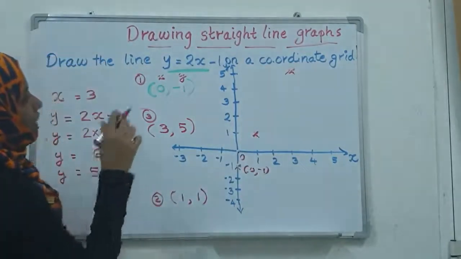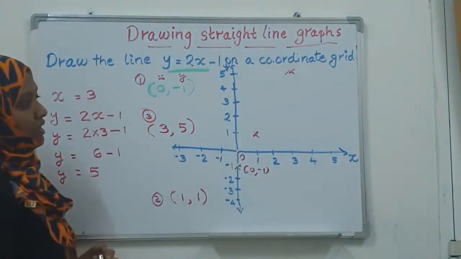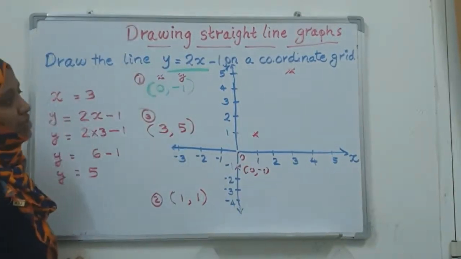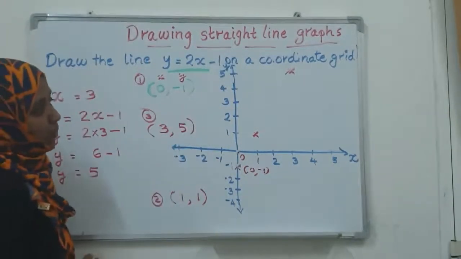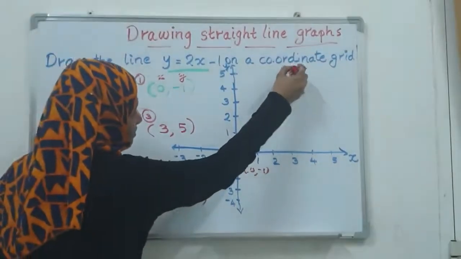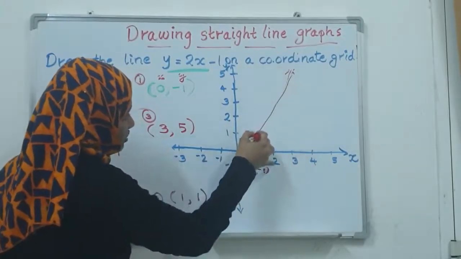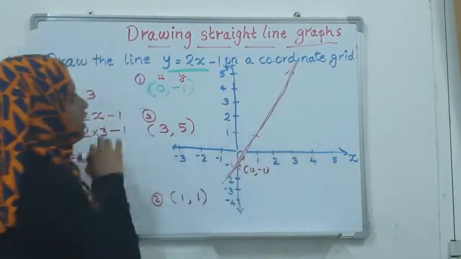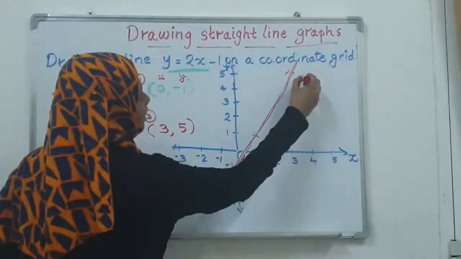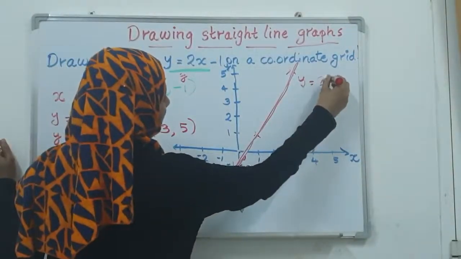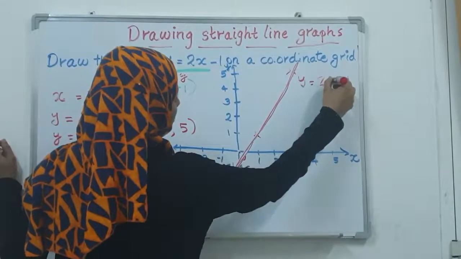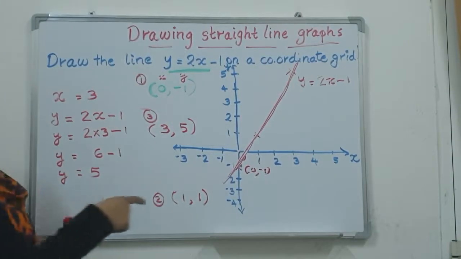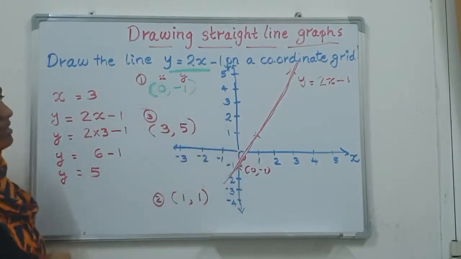Okay. Now we have got 3 coordinates and we have plotted the points. To get the line of the equation, you are just joining these 3 points. So just join the 3 points to get a straight line of the equation. So this is the line of the equation y equals x minus 1 you have plotted on the coordinate grid. This is the format.